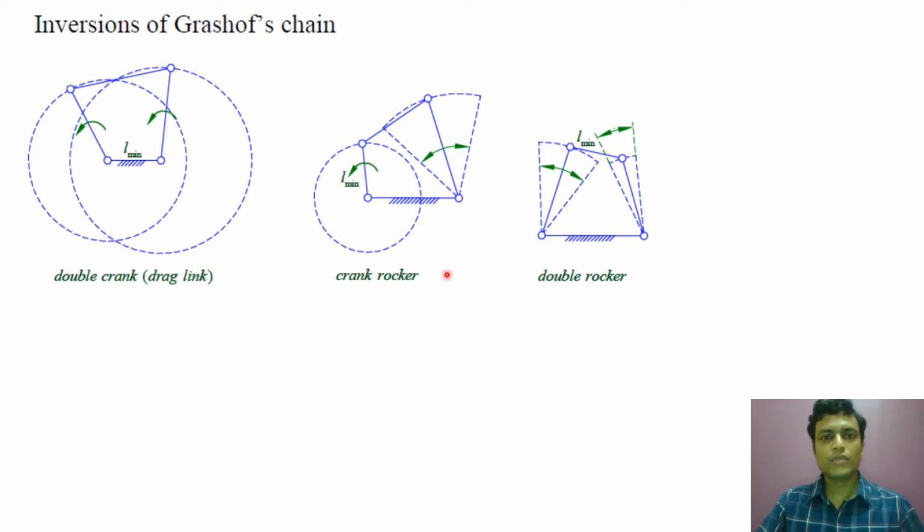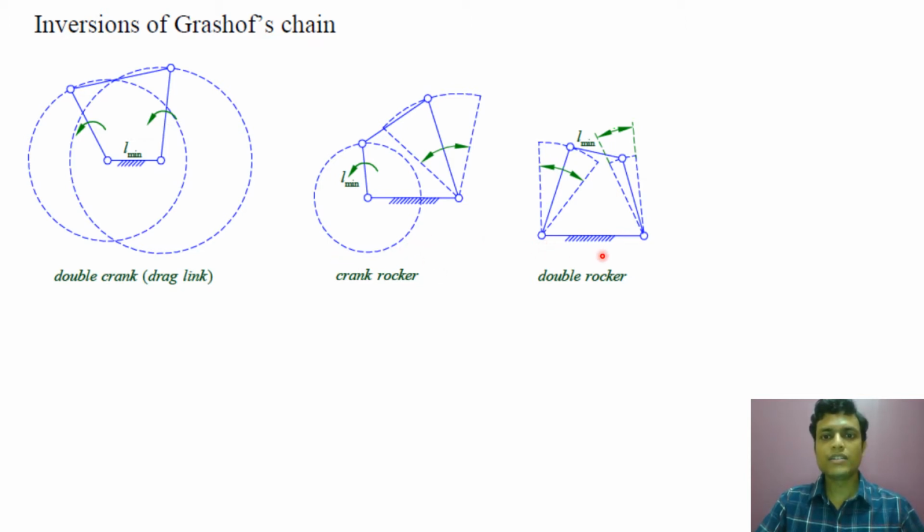Next, we will get a crank rocker mechanism. What is a crank rocker mechanism? In a crank rocker mechanism, the crank can make a complete rotation of 360 degrees, but the follower cannot make a full rotation. It can only oscillate. And this will happen when L min is adjacent to the fixed link. This is the fixed link and L min is adjacent to the fixed link. Then we will get a crank rocker mechanism.